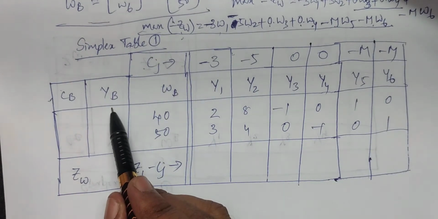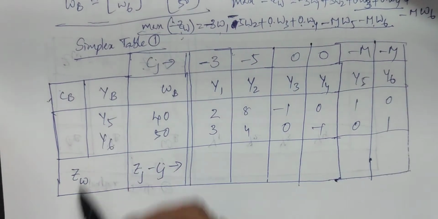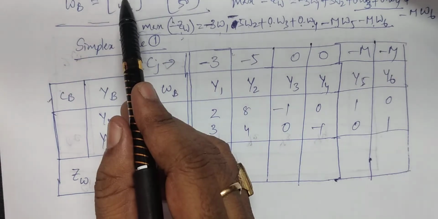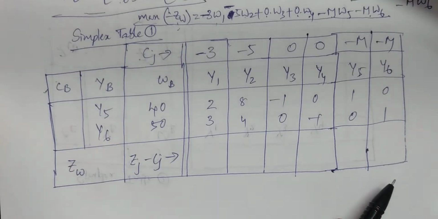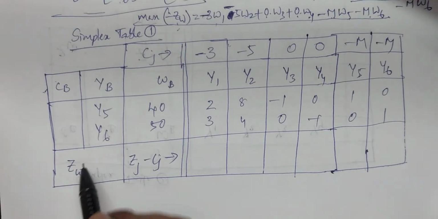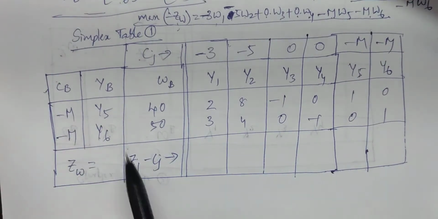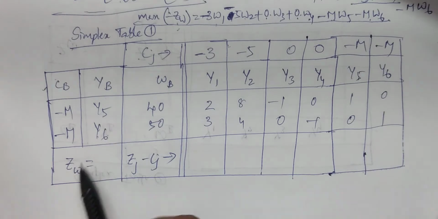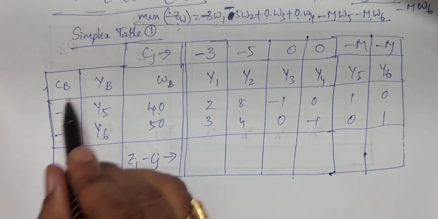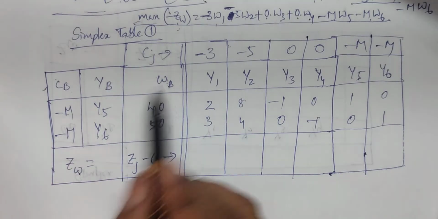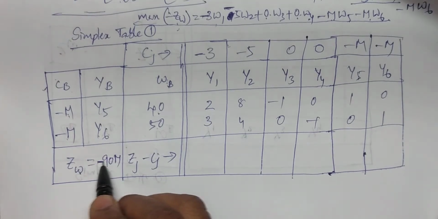Yb, what are the basis vectors? Yb, y5, y6, that is 1, 0, 0, 1. And of course you can refer omega 5 and omega 6 here. Therefore you calculate z omega. You write the cost here, y5 cost is minus M, y6 cost is minus M. So now you have to calculate z omega, cb omega b: minus M into 40, minus M into 50, hence it is minus 90M.